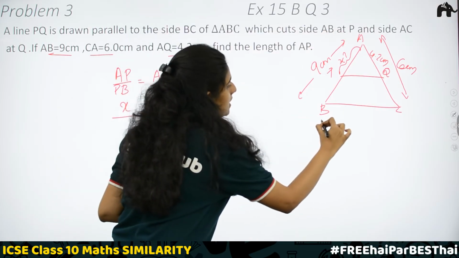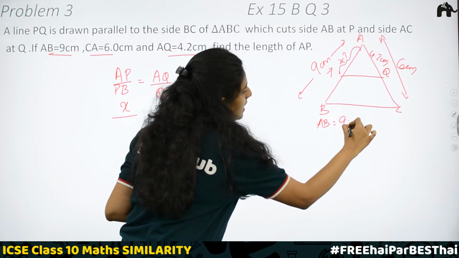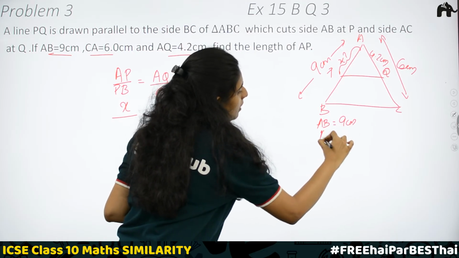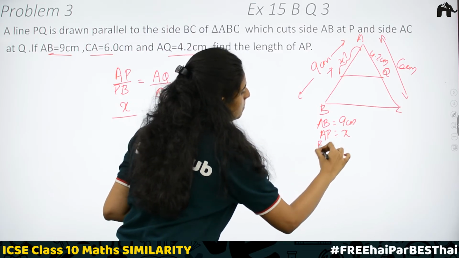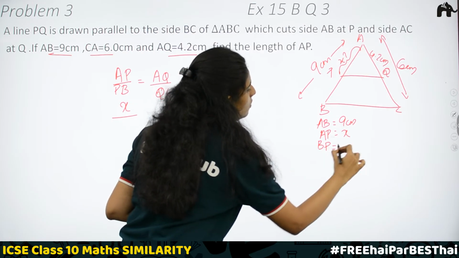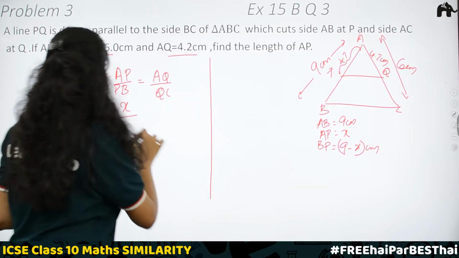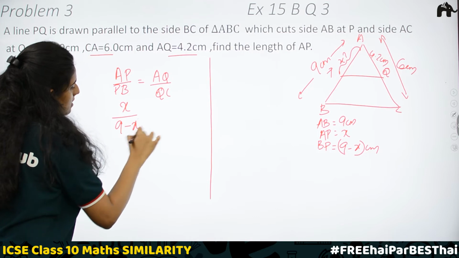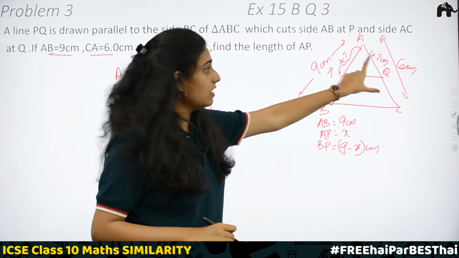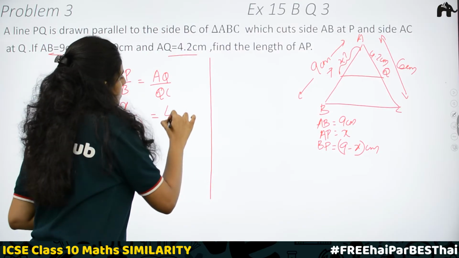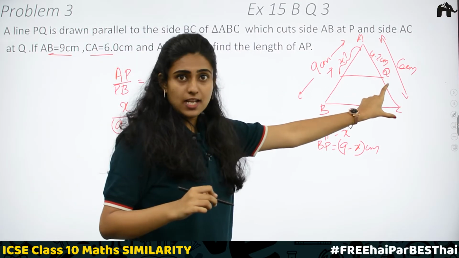So, we will be getting AB is equal to given 9 centimeter and AP we have taken X centimeter, which means BP is equal to 9 minus X centimeter. So, this part is 9 minus X equal to, what is AQ? AQ is given, which is 4.2 by QC.